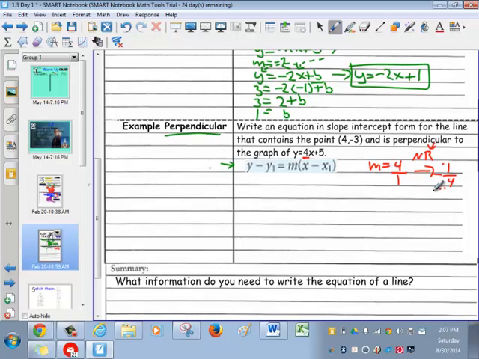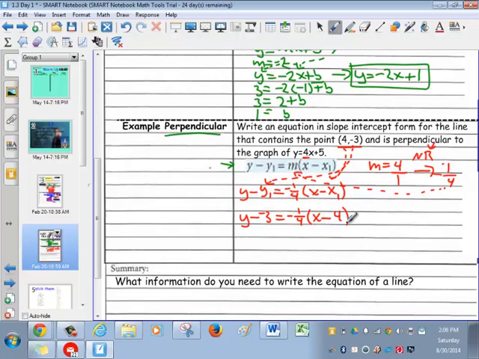And we're going to take this and plug it in for our m right there. So let's start by doing this. We have y minus y1 is equal to negative 1 over 4 times x minus x1. Okay, now we know that this line that we're finding goes through this point right here. So we're going to take this point and plug it into the equation. Well, the negative 3 goes in for the y1 and the 4 goes in for the x1. So we have y minus negative 3 is equal to negative 1 over 4 times x minus 4.